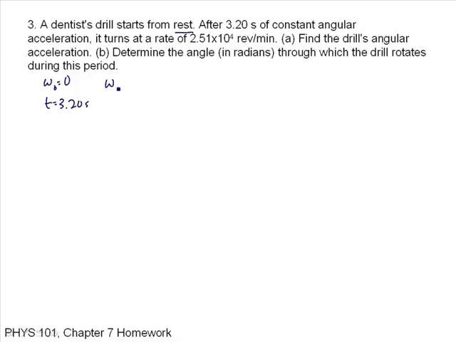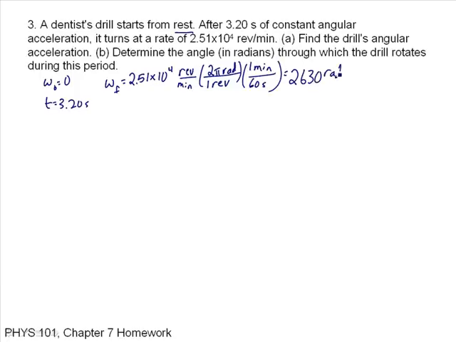Our omega final is equal to 2.51 times 10 to the 4th. This is in revolutions per minute. So I'm going to go ahead and convert it. In 1 revolution, there are 2 pi radians. And in 1 minute, there are 60 seconds. That gives me the omega final in radians per second now is 2630 radians per second.